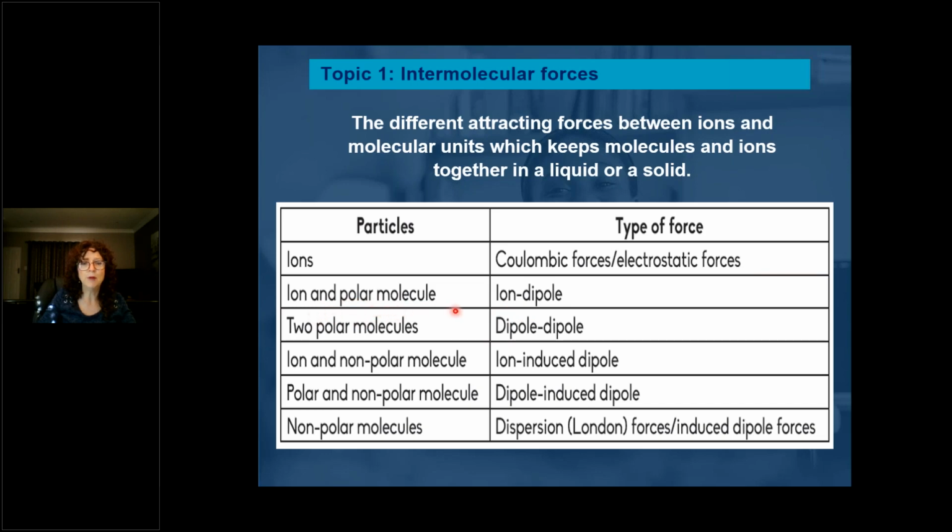And we have ions and polar molecules, and it will be an ion-dipole force. Two polar molecules will be dipole-dipole forces because it's two dipoles that are attracted to each other, like a water and a water molecule, or a sodium ion and a water molecule. Ion and non-polar molecules, for example, if we have water and oil that's non-polar, and we have iron, so polar, the type of force is ion-induced dipole. Polar and non-polar molecules are dipole-induced dipole. Non-polar molecules are our weakest forces, and we also say it is London forces, London van der Waals forces.